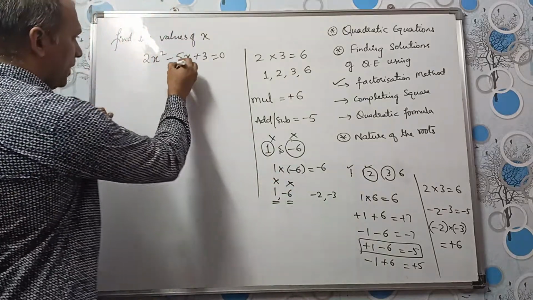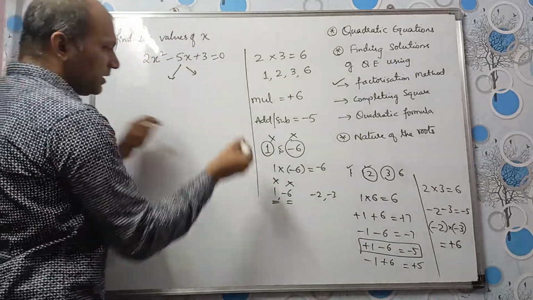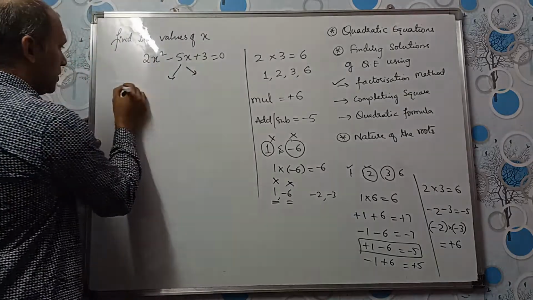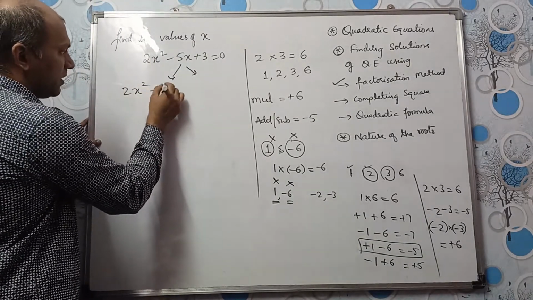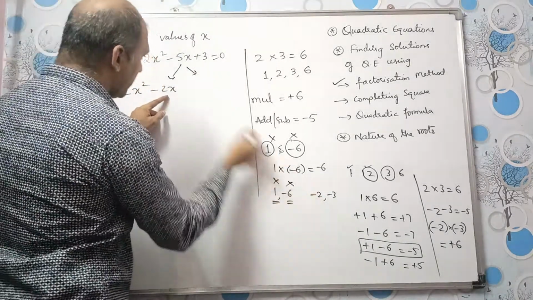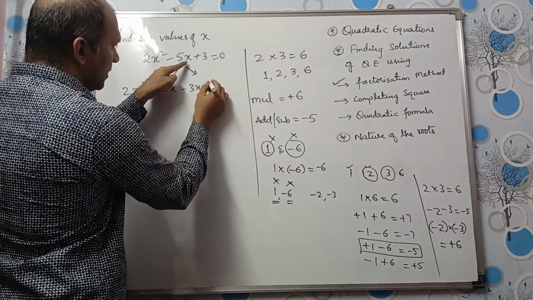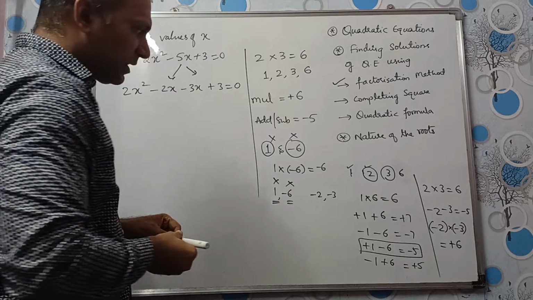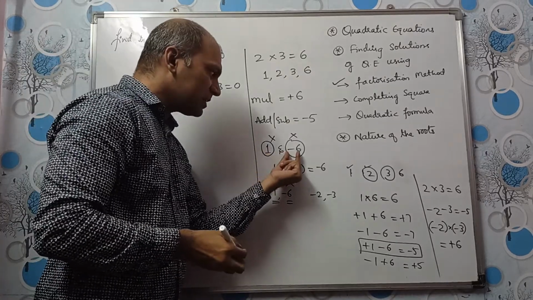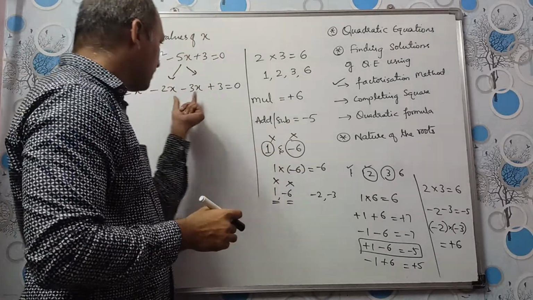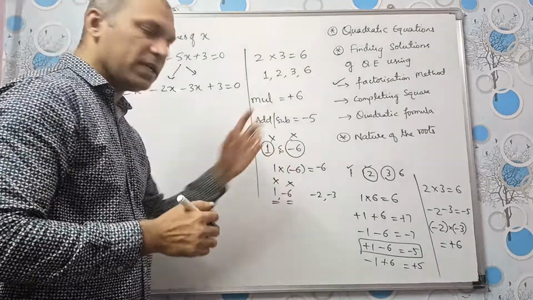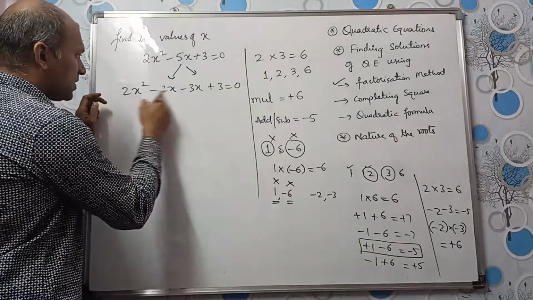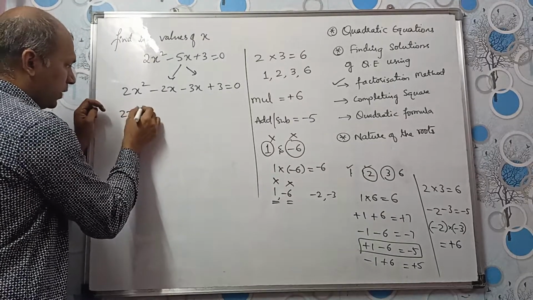So we need to split this minus 5 as minus 2 and minus 3. So the first term will remain same. The second term will be minus 2x minus 3x plus 3 equal to 0. I'll explain you why 1 and minus 6 is wrong. After solving this, I'll explain you 1 and minus 6 also. Now from these two terms, we can take 2x common.